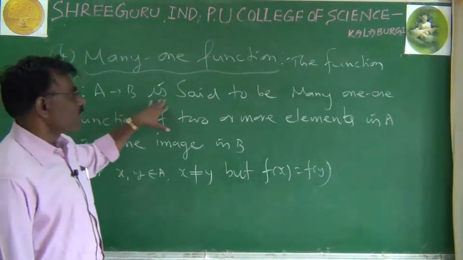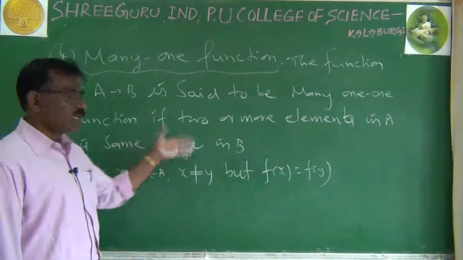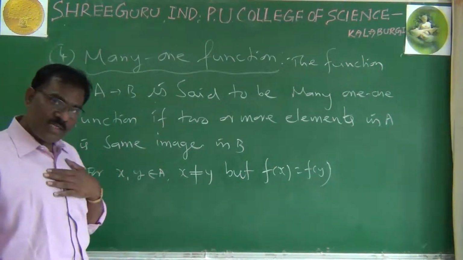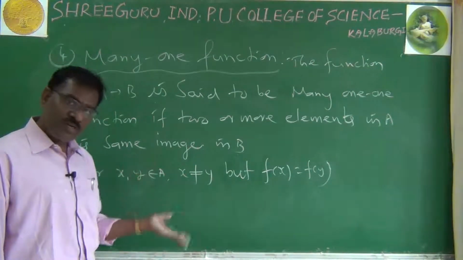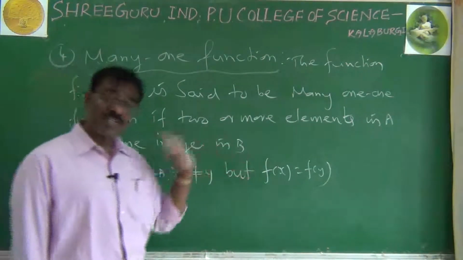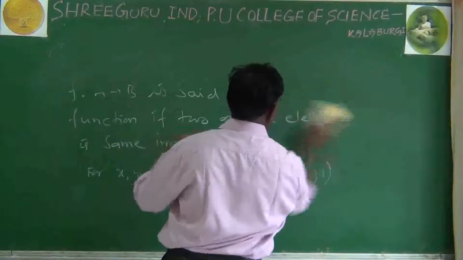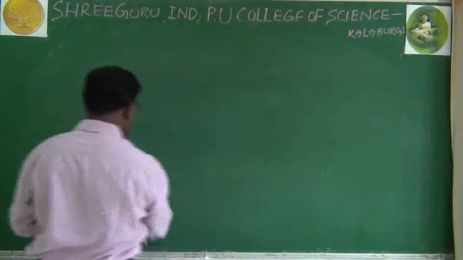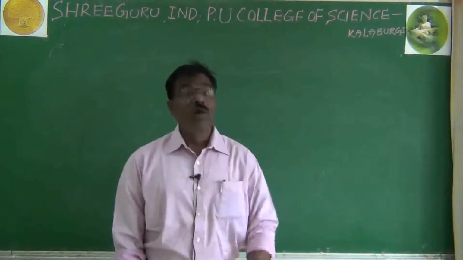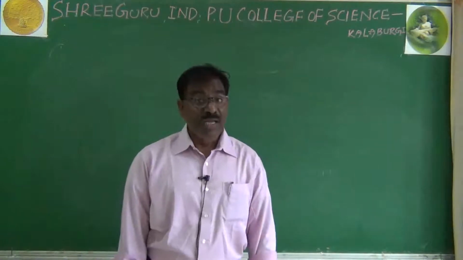The function f from A to B is said to be many one function if two or more elements in the domain have the same image in B. For x, y belongs to A, I am selecting two elements in set A, both are different, but you will get the same answer. This is called many one function. What is the many one function formula? x, y belongs to set A, x not equal to y, but f of x equal to f of y. This is called many one function.